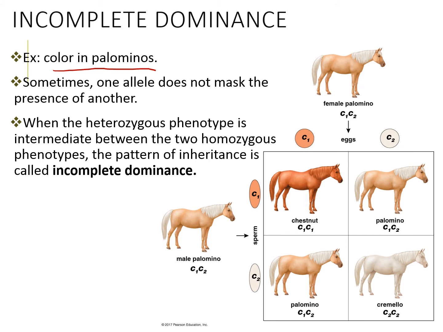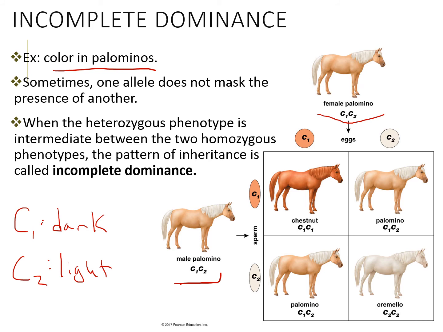So if we look at a cross between two heterozygotes, let's look at the one on the bottom, male palomino, C1, C2. We're just going to say C stands for color. Looks like they've got C1 standing for a darker color allele. And then C2 is another allele that stands for basically lighter color in the fur, in the hair. So each one is heterozygous. C1, C2 for the male, and then again C1, C2 in the female.